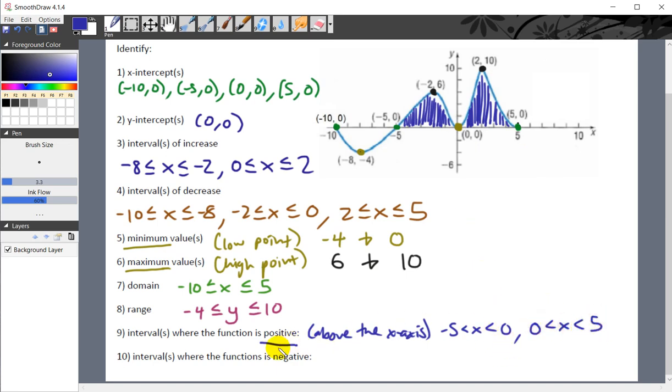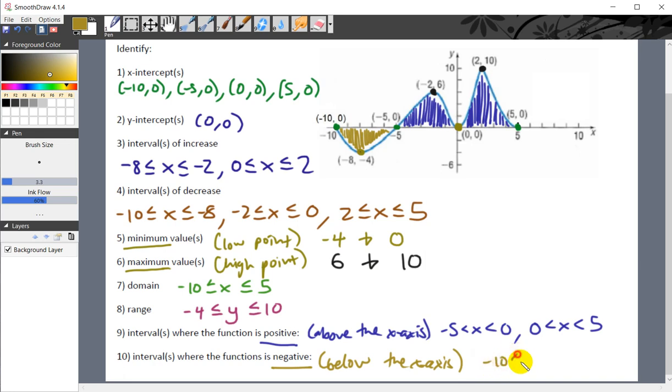Intervals where the function is negative. Negative is going to be below the x-axis. Below the x-axis, what I see here is this part here is below the x-axis. So it looks like it's going to be from -10 until -5. That's how you would identify that.